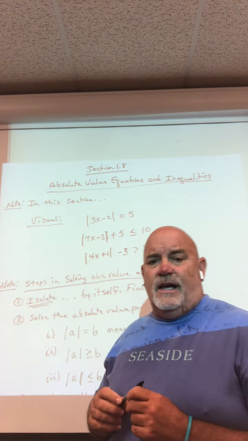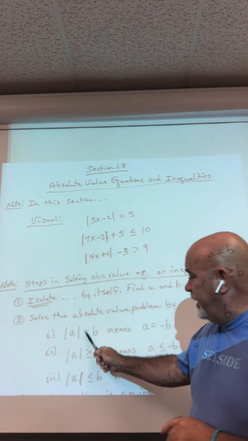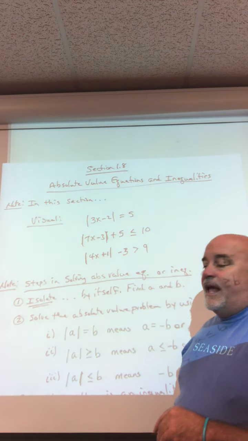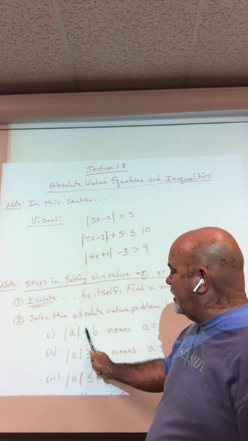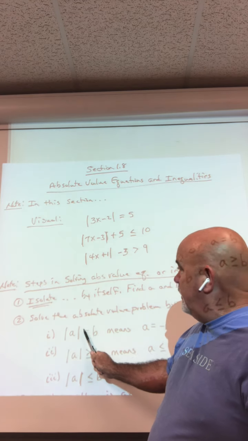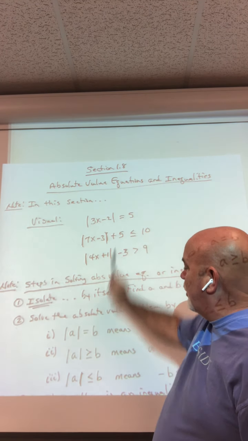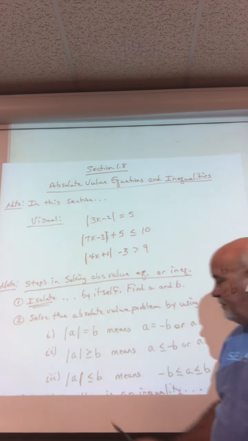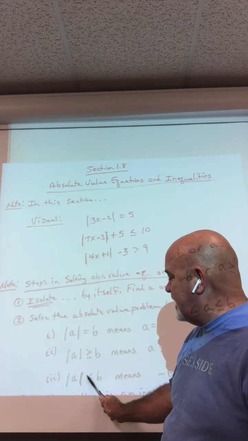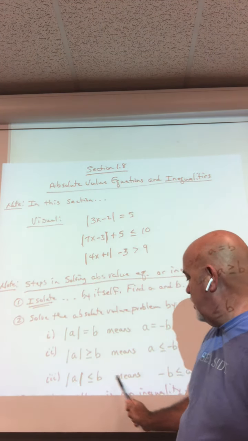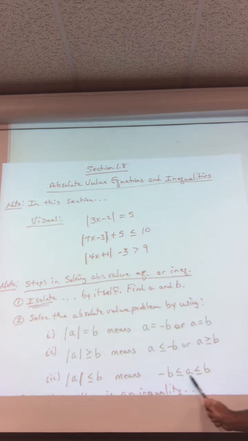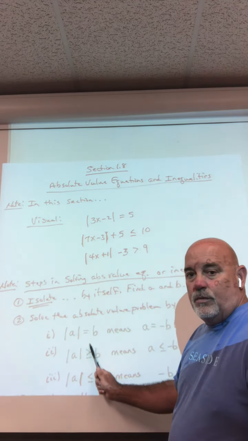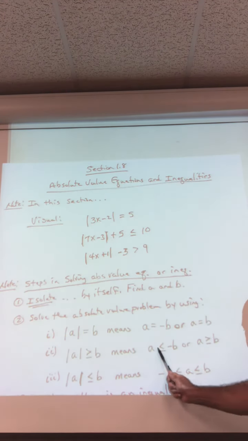Now, the next dilemma. So that's how you decide what A and B are. Now, the next question is this. How do you know which of these 3 formulas to use? And here's the answer to that. If the problem is an absolute value equal, if the symbol has an equal, you are always using this formula right here. Now, if the absolute value problem has a less than or equal, you're always using this formula. Now, if it has a greater than or equal, you're using this formula right here.